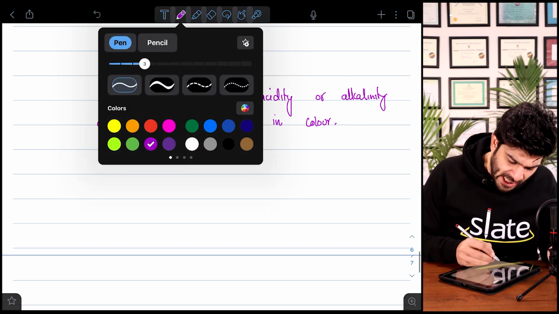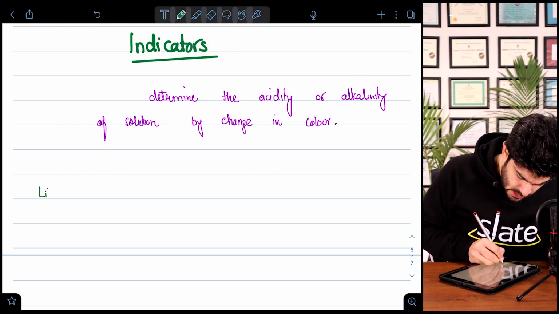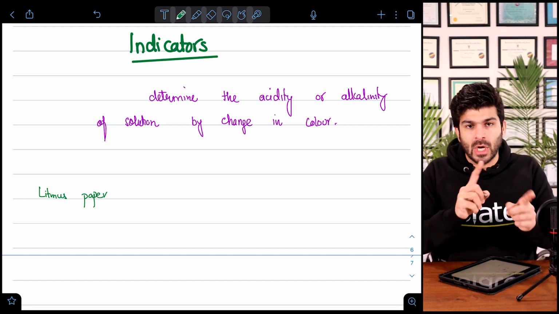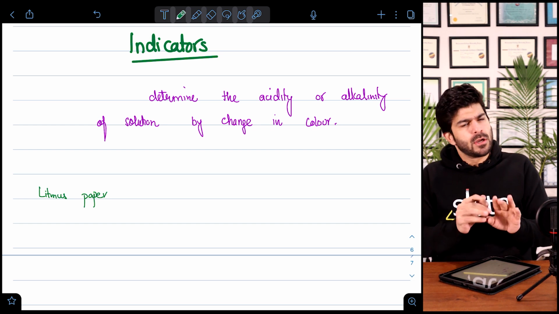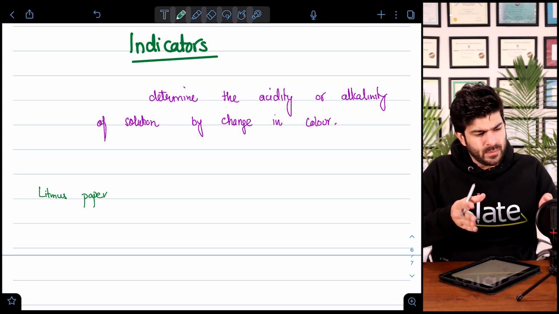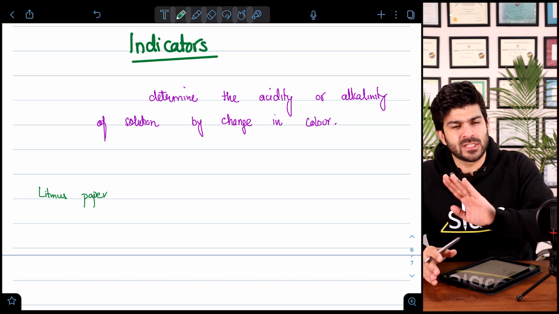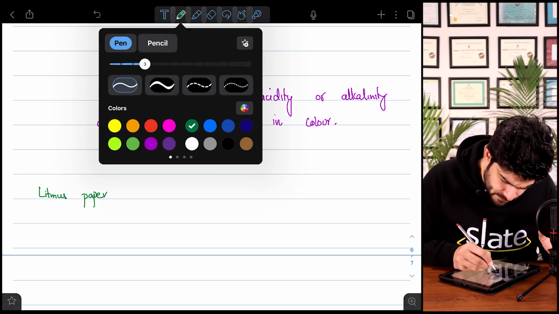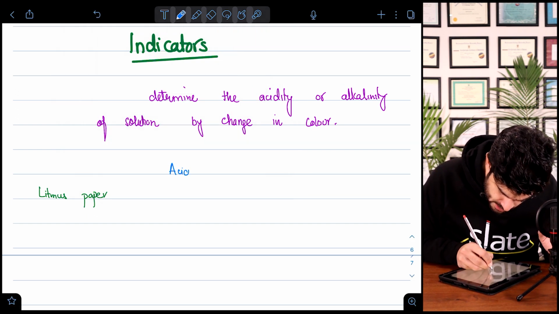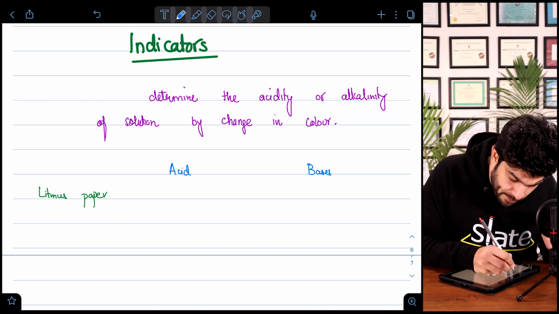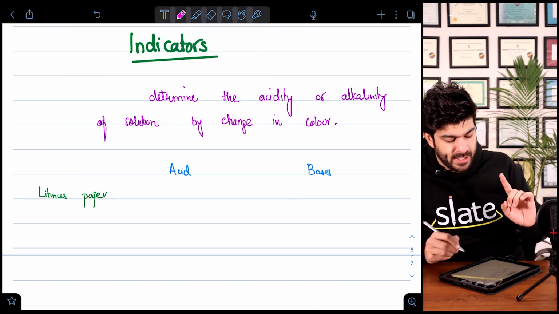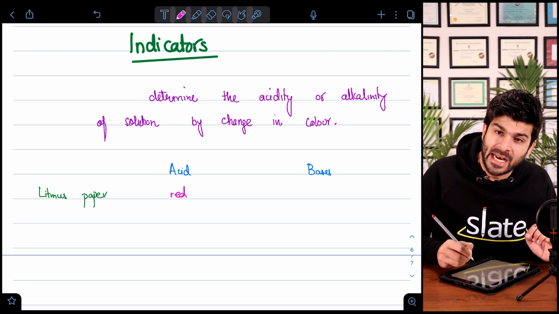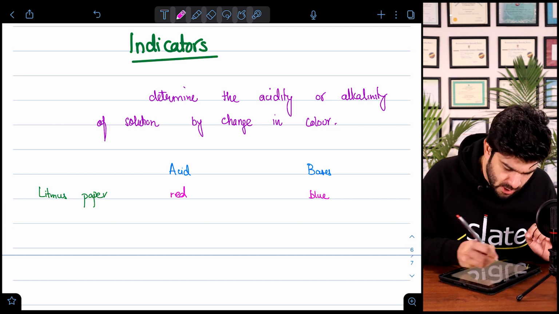So one indicator that we talked about was litmus paper. That's a two-color indicator. We call it a two-color indicator. We don't need much information. It will just tell us if it's acidic or basic, the strength does not matter. The pH value does not matter. So what will happen? By now you should memorize it. A litmus paper in acid, which color does it give? Red. And in base it gives blue color.